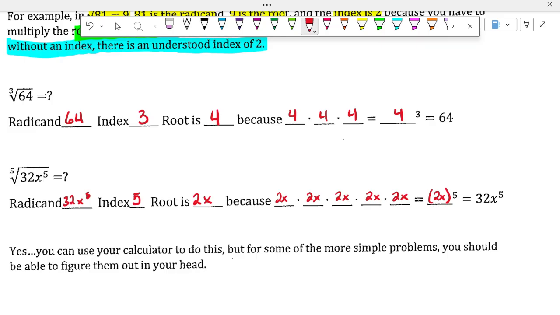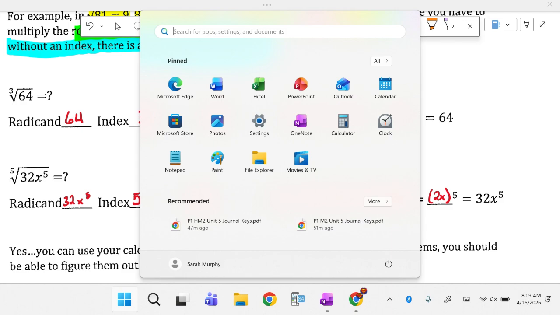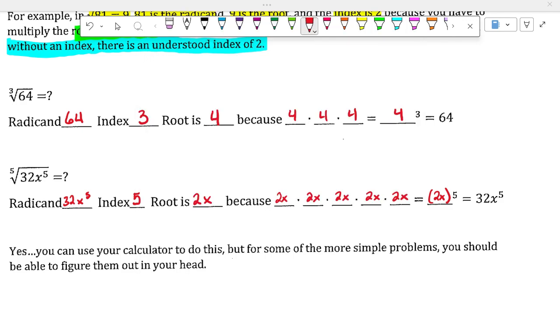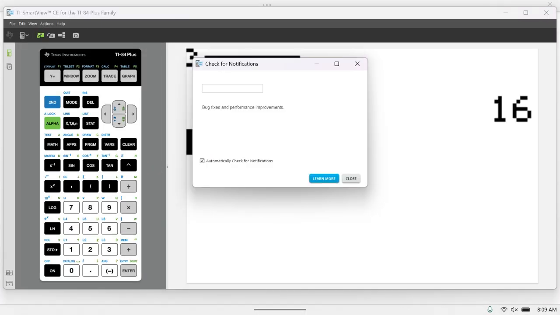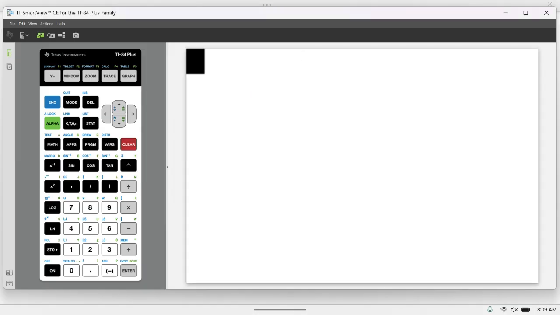Now, your calculator can do this for simple problems, but some of them you have to figure out in your head. The ones you really have to figure out in your head are the variable ones. But let's say you didn't know what the 5th root of 32 was. This is how you can find it in your calculator. I showed you how to find a cube root 2 days ago, but you can also find any type of root.